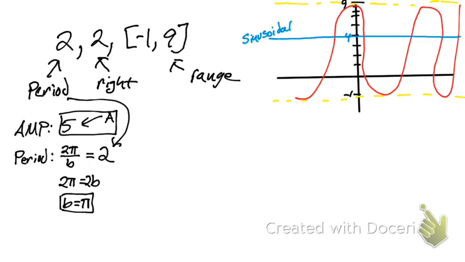All right, so we have our B value. Our C value is just right 2. So our C value is just going to be right 2. And our D value is up or down. We need to shift up 4 because our sinusoidal axis tells us what we got shifted up or down at. So it's going to be up 4. So our D value is 4.